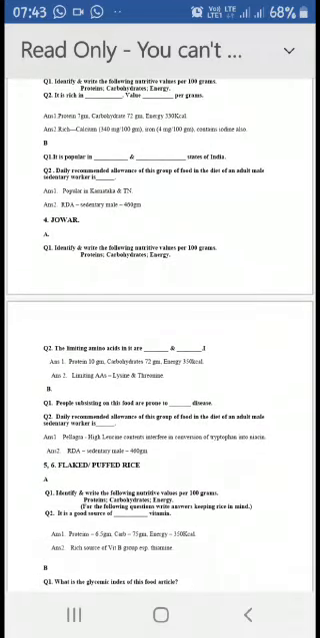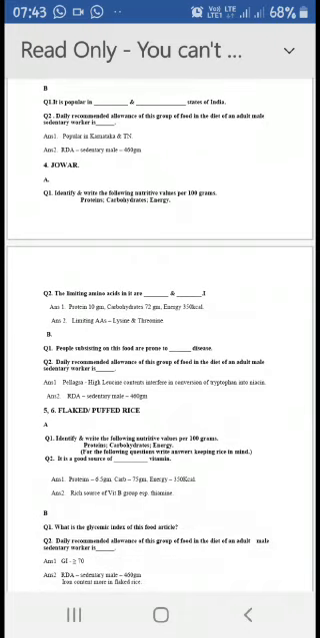Jowar is also an important cereal consumed in a few parts of the country. What are the protein, carbohydrate and energy in this? Here protein is 10 grams, again good, much better than rice and ragi. Carbohydrate is 72 grams. Energy is also good, 350 kilocalories. The limiting amino acids are lysine and threonine.